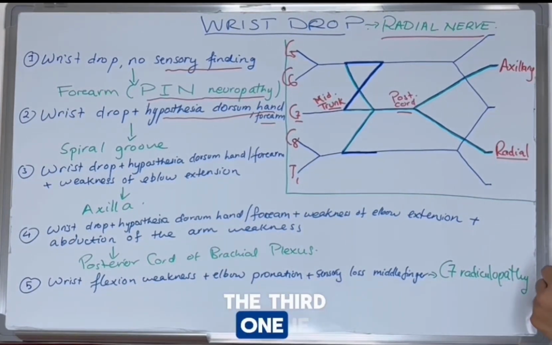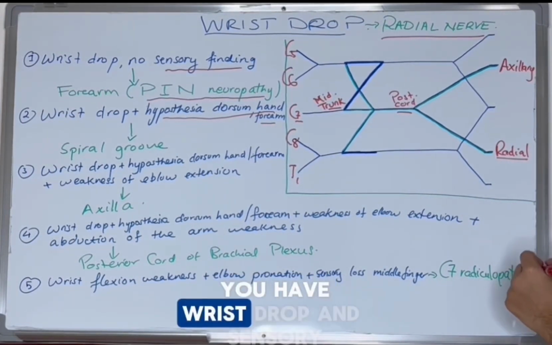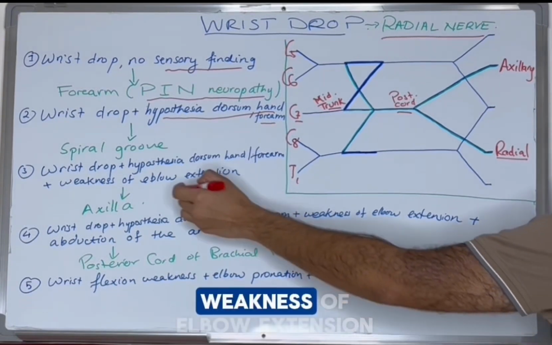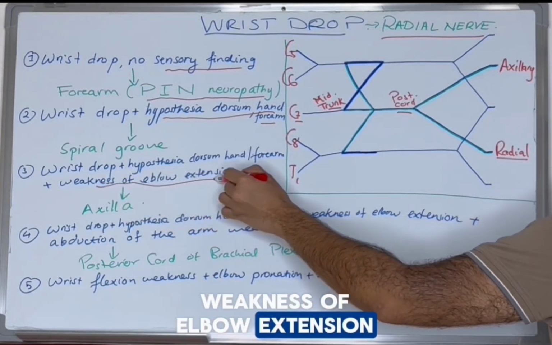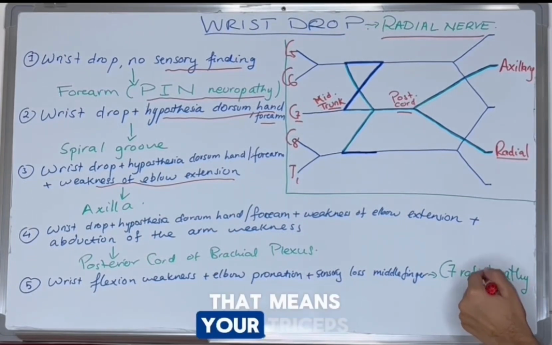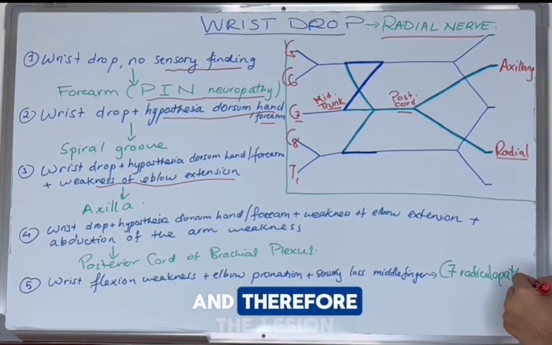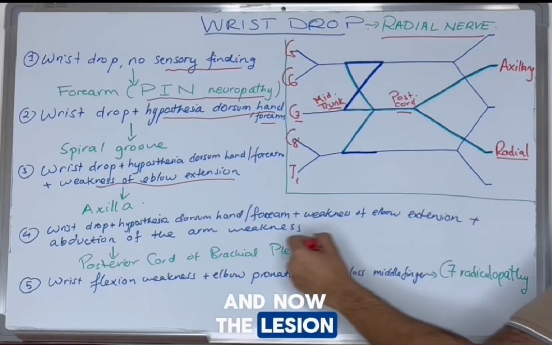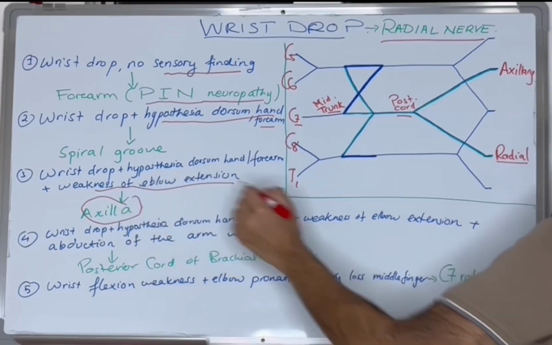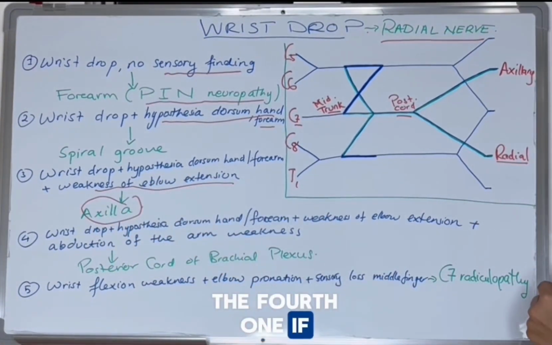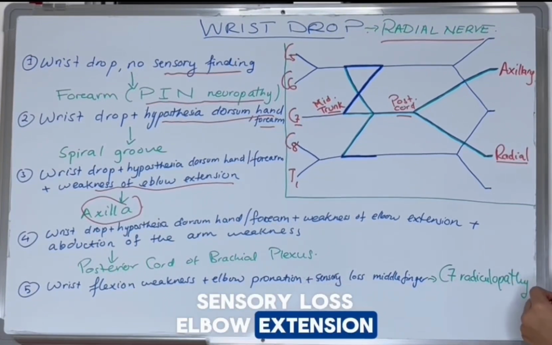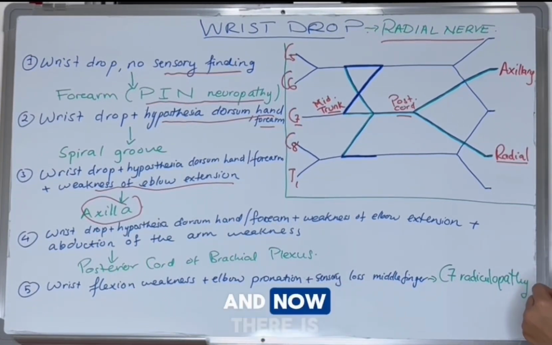The third one, if you have wrist drop, sensory loss, and now you have weakness of elbow extension over here, that means your triceps are involved, and therefore the lesion is above the spiral groove, and now the lesion is in the axilla.